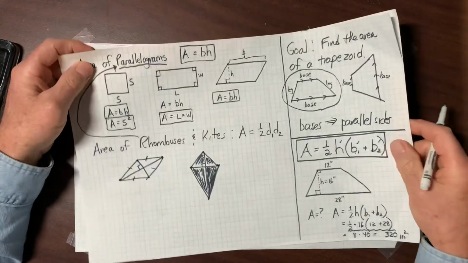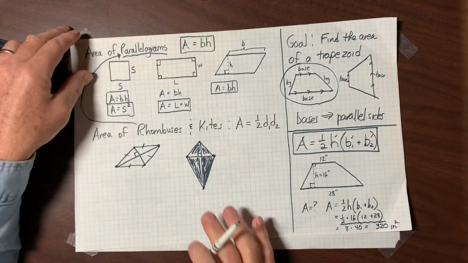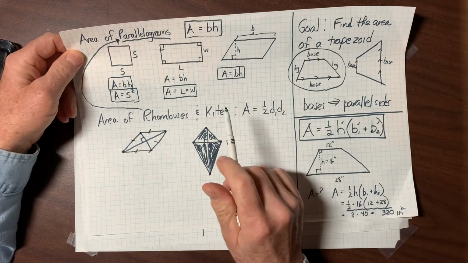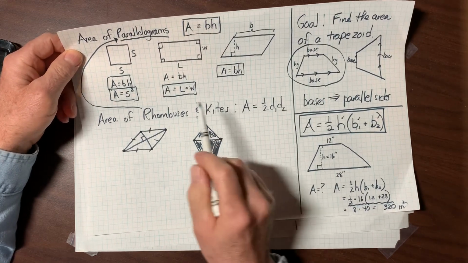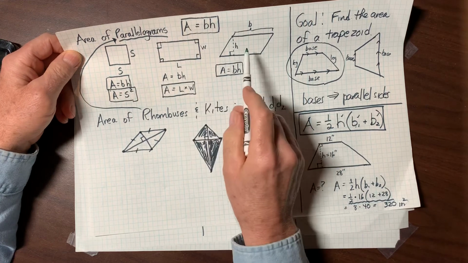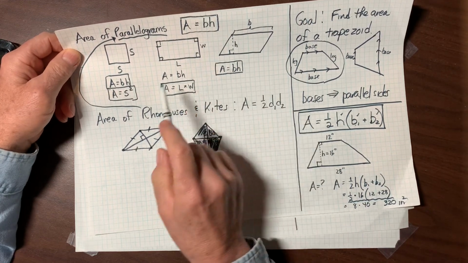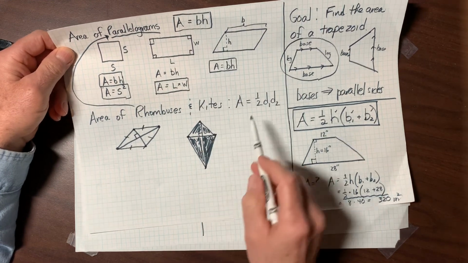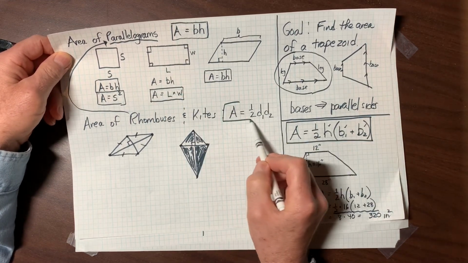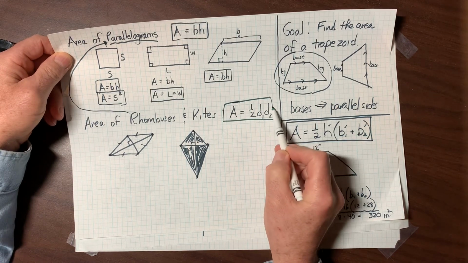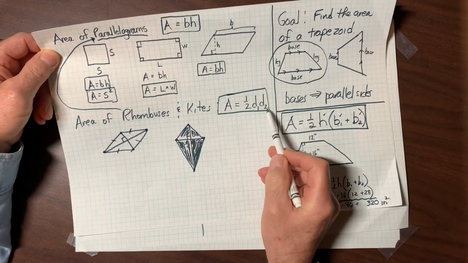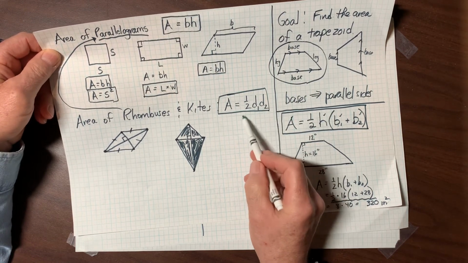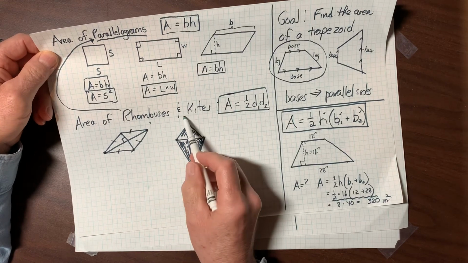In this instruction, I started off by doing a quick review. And what we reviewed was how to find the area of different types of parallelograms. For a square, a rectangle, and any type of parallelogram, your formula is base times height. For a rhombus and a kite, you have an alternate formula that you can use if you can ascertain the lengths of the two diagonals. So you just multiply your two diagonals together and take half if you're dealing with a rhombus or a kite.